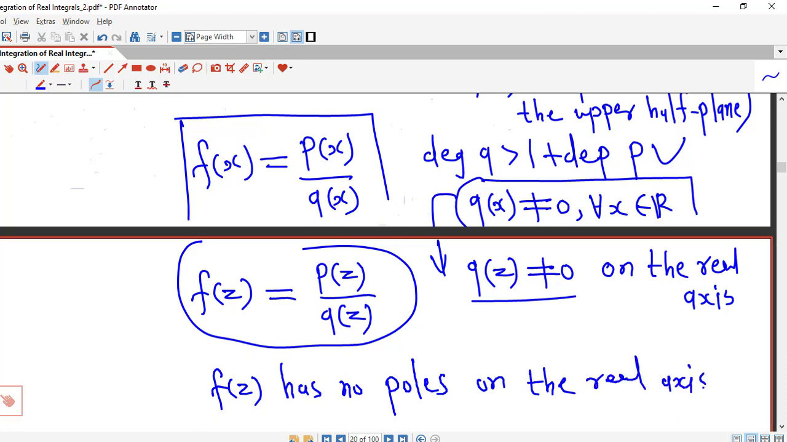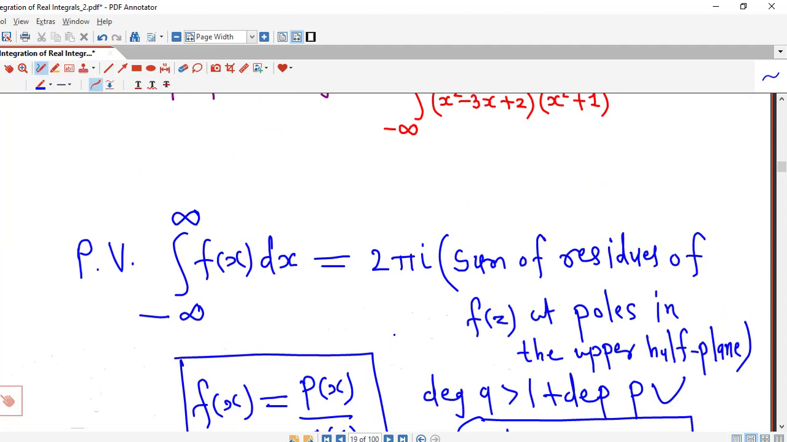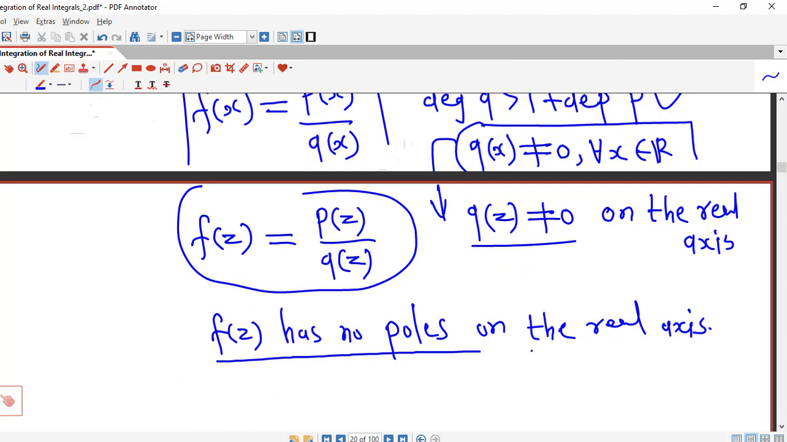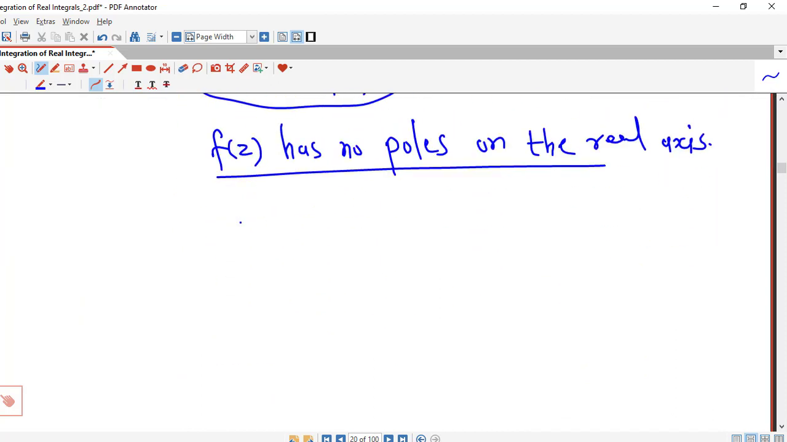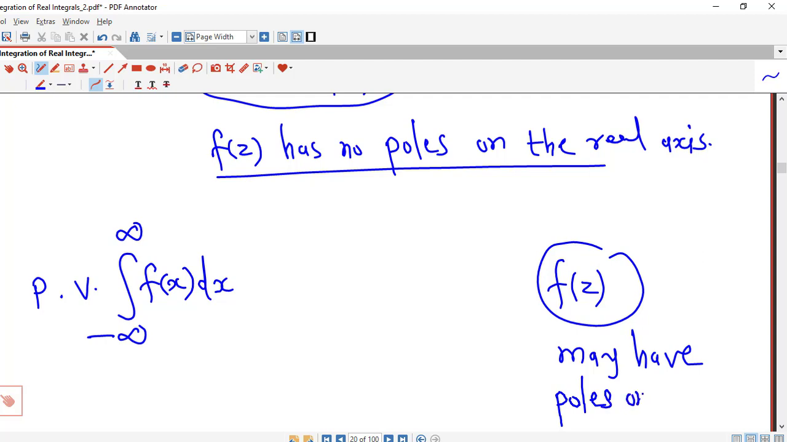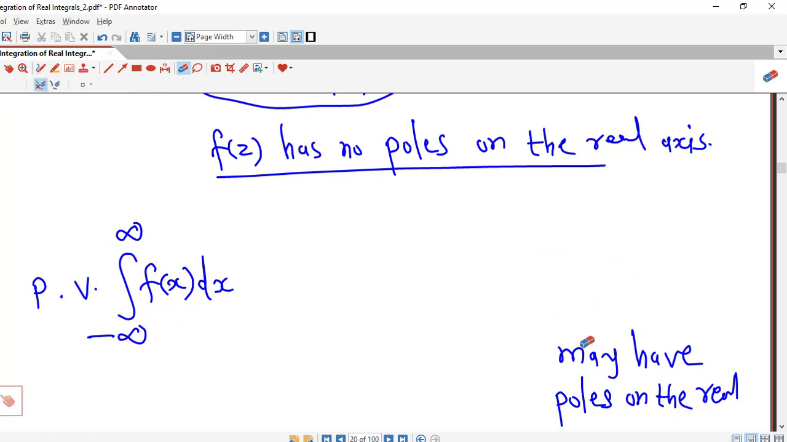So in evaluating this principal value, we have the assumption that this complex function f of z has no poles on the real axis. But sometimes what happens is that your function f(x) is such that if you consider the corresponding function f of z, then f of z may have poles on the real axis. So in that case, how to find out the Cauchy principal value of this improper integral? For that we have another formula.